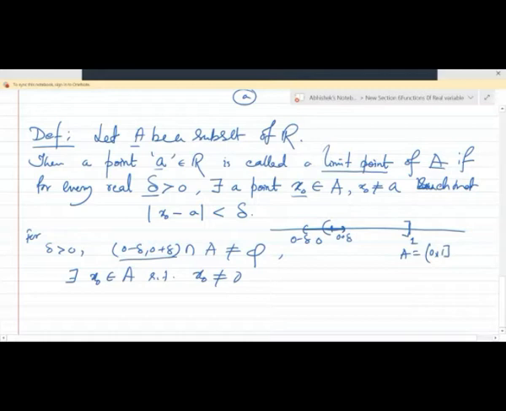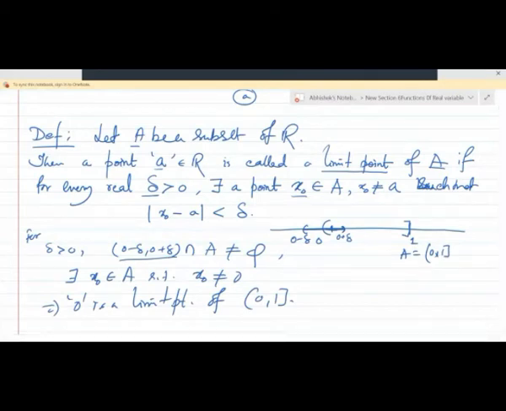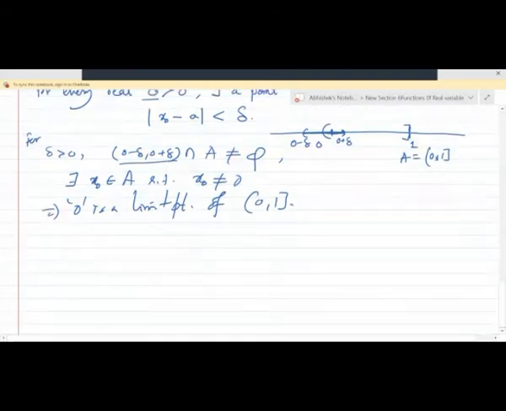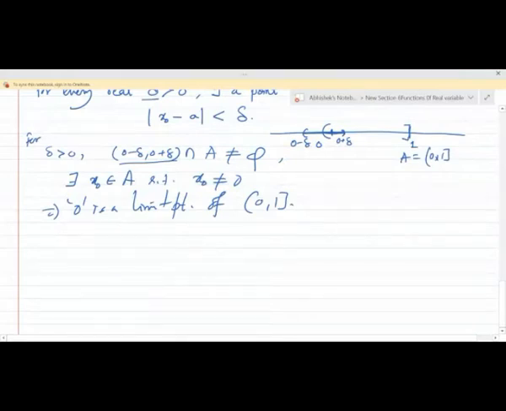So that means 0 is a limit point of 0, 1, right? I think I have already discussed these limit points in the study of sets in R, I think.